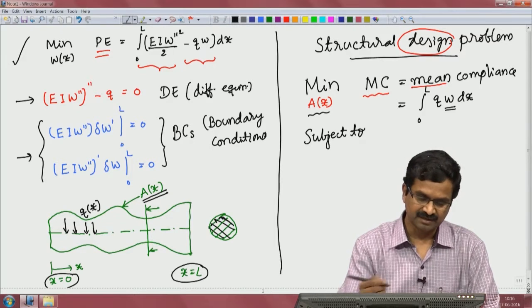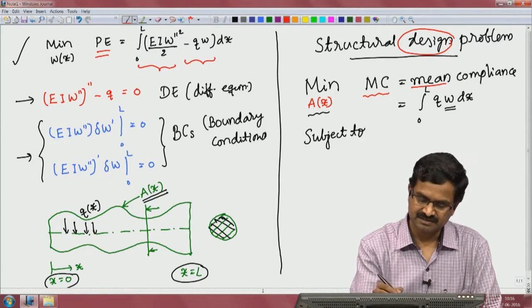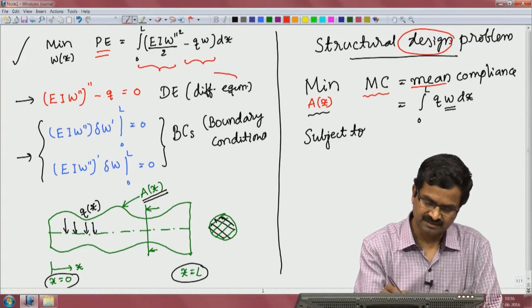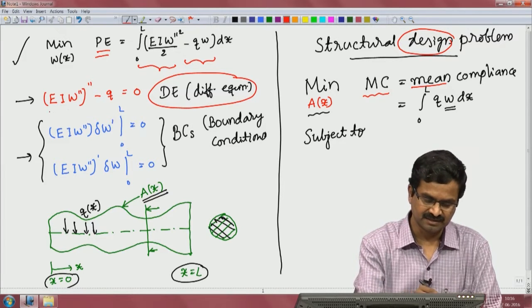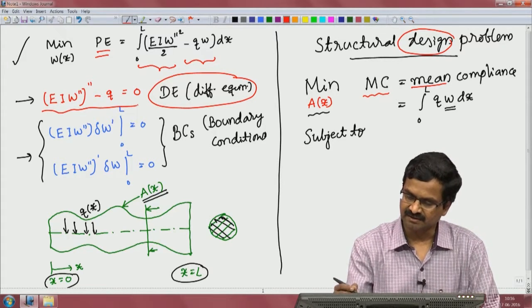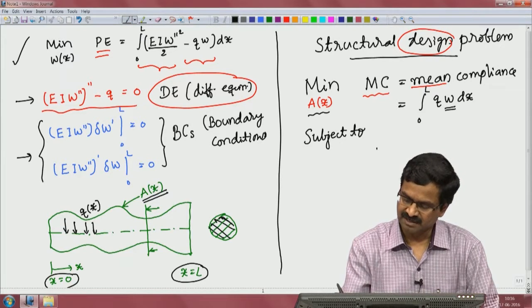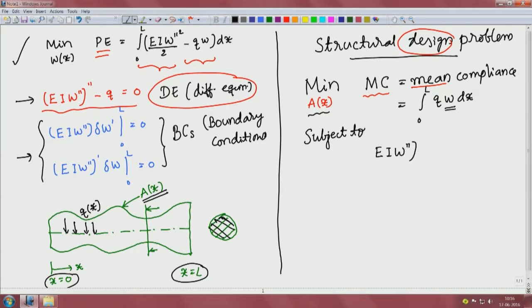For a beam, the governing differential equation is right here. This is what we have already written, that is this one. So, let us write that. That is the governing equation, E I W double prime minus Q is equal to 0. That is the governing equation for the state variable W.